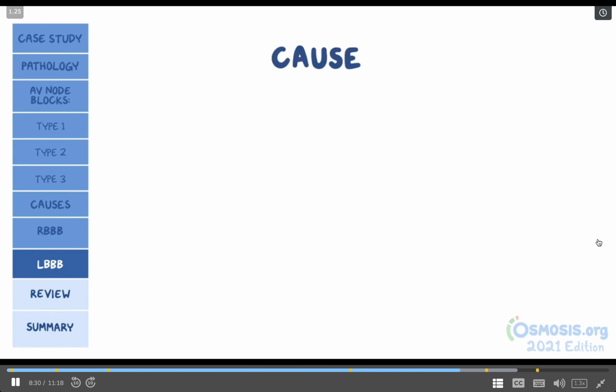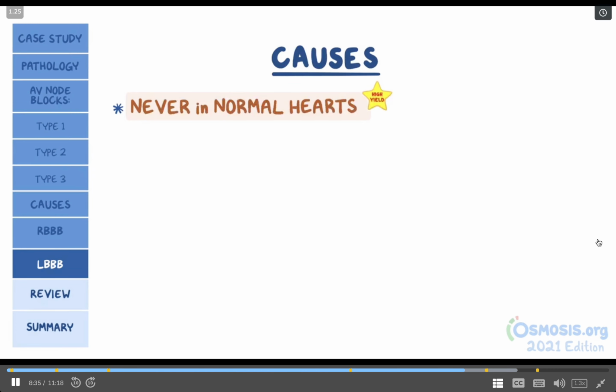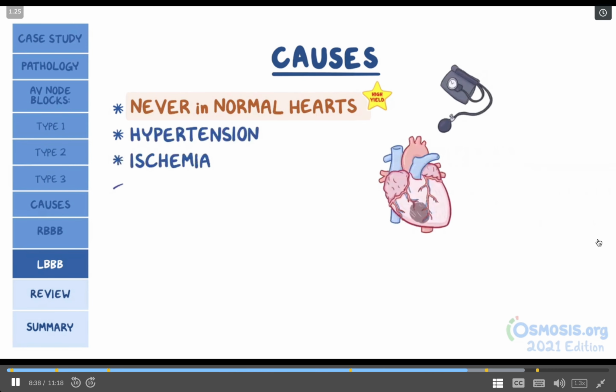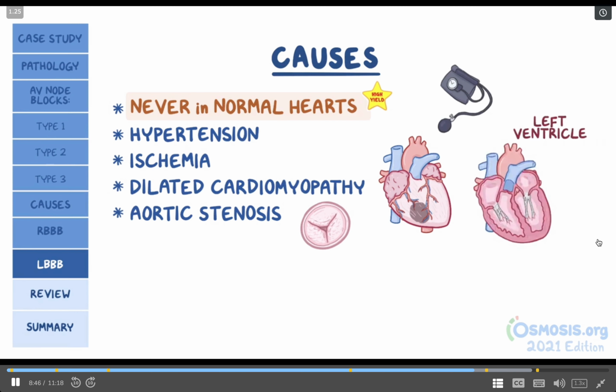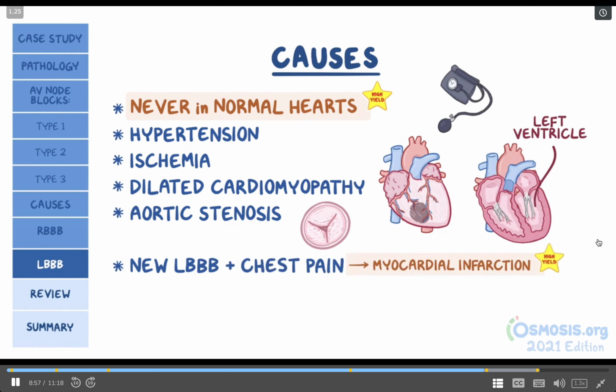Now, unlike RBBB, LBBB never occurs in normal hearts, so there's always something wrong. Examples include hypertension, ischemia, dilated cardiomyopathy, and aortic stenosis. Similar to the causes of RBBB, these disorders affect the left ventricle, causing a delay in conduction through the cardiac tissue. Importantly, a new LBBB in an individual presenting with chest pain may be a sign of myocardial infarction.